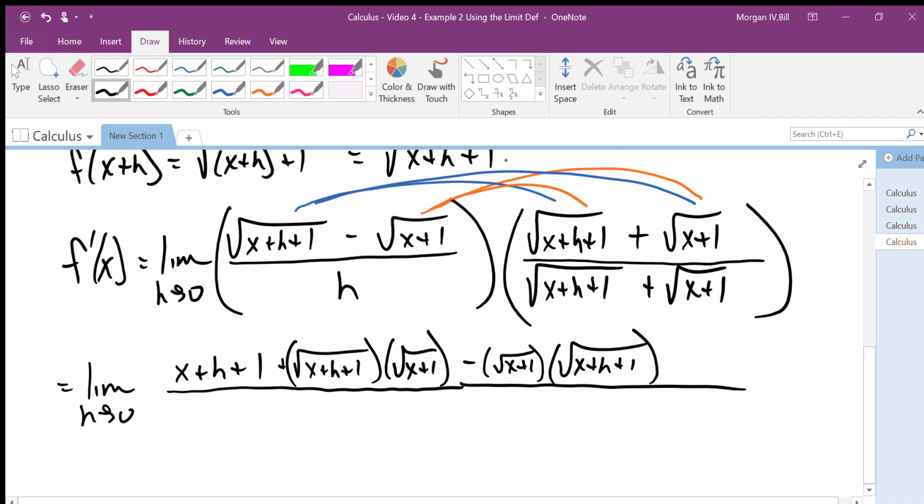We have this last one in orange here. Negative square root of x plus 1 times positive square root of x plus 1 is minus parentheses x plus 1. So we see that the two middle terms cancel out.